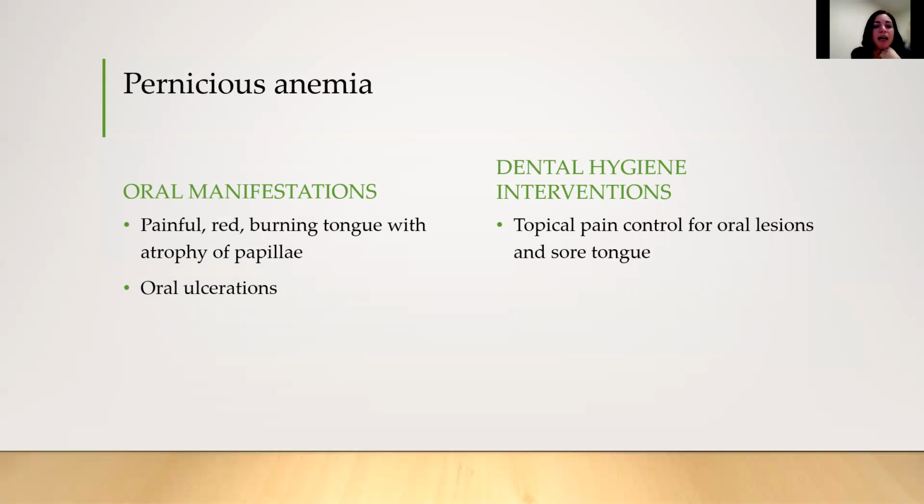Pernicious anemia is a failure of the stomach to produce intrinsic factor, leading to a lack of cobalamin, or vitamin B12. So the oral manifestations of pernicious anemia: red, painful, burning tongue with atrophy of the papilla and oral ulcerations. Patients might be using a topical pain control for the oral lesions and the sore tongue.